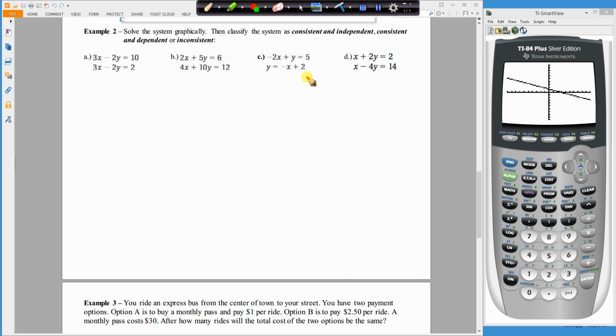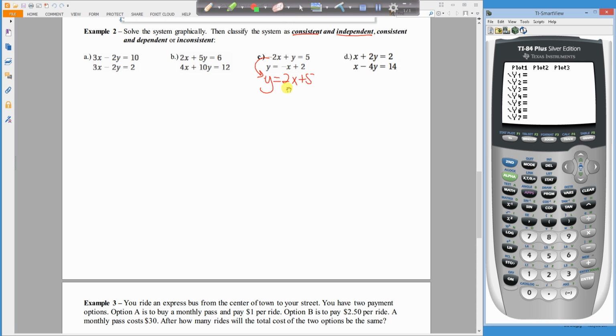All right, and now let's do one last one to show you the third option, which is consistent and independent, and that's this one right here. So this one is a little bit easier. Let's solve the first equation for y. y equals 2x plus 5, and the second equation is already in slope-intercept form. Yay, less work. Let's clear this out. Let's graph it and see what happens. So I'm graphing this one, y equals 2x plus 5, and this one, y equals negative x plus 2. Graph that. Two equations.